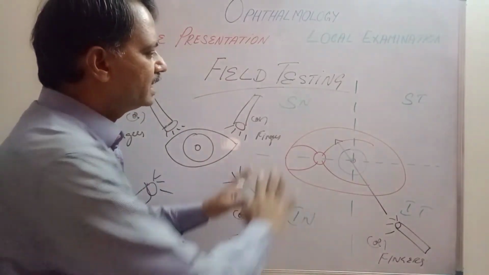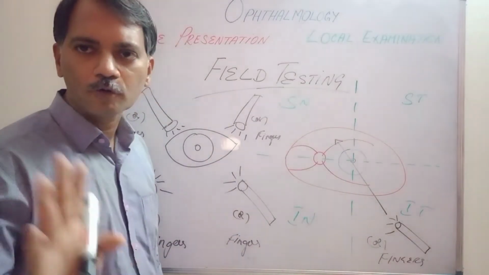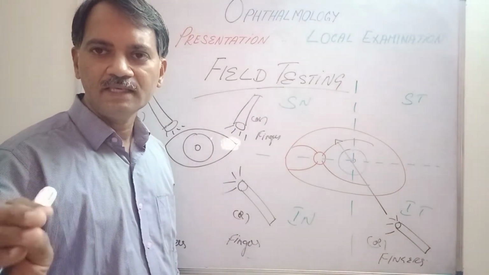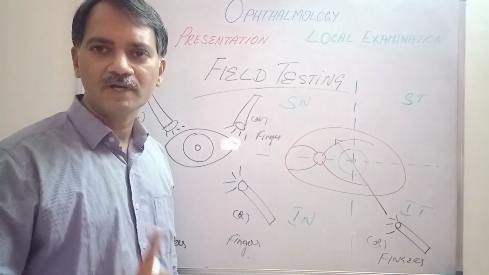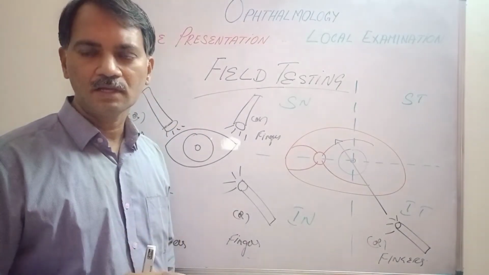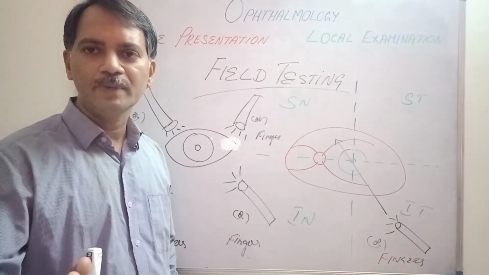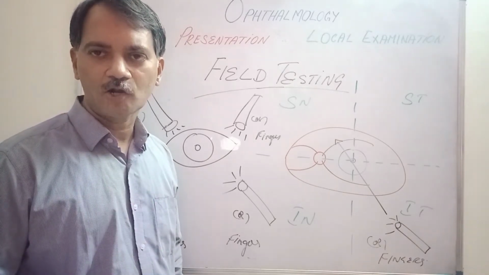This way it is carried out in all the 4 quadrants to see whether the retina is functioning in all quadrants or not, whether the visual pathway is intact everywhere or not.